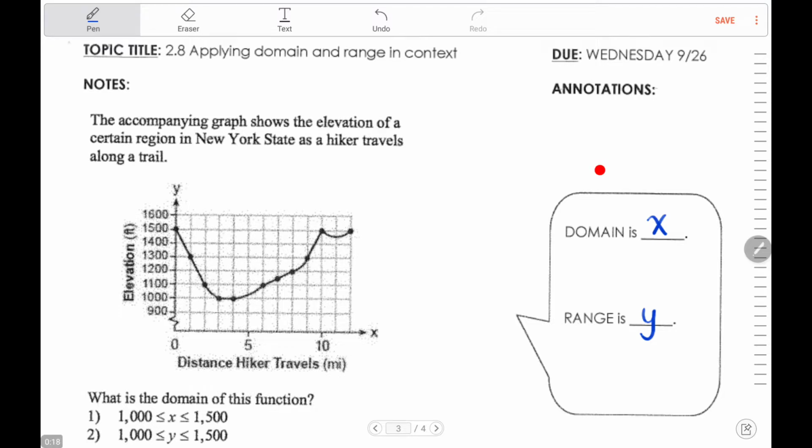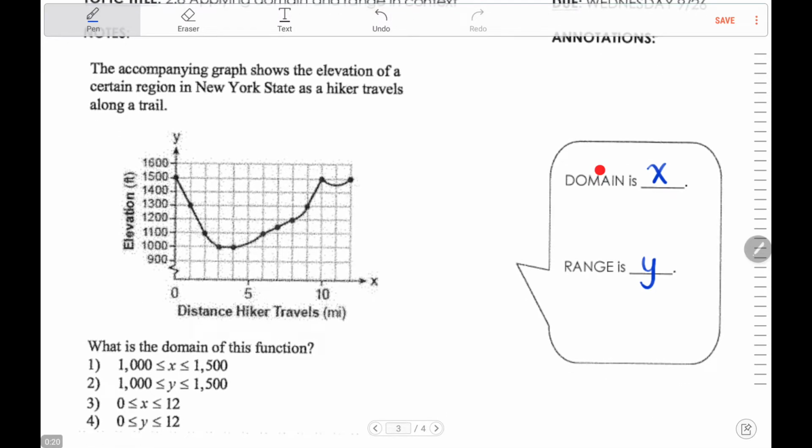So when we look at this word problem on the left, we're still given a graph, and we're still given some domain and ranges written in set notation. So, what is the domain of this function is talking about the x values. Just like we've been practicing in class, we're looking at what is the leftmost x value it goes to, and what is the rightmost x value it goes to, here and here.